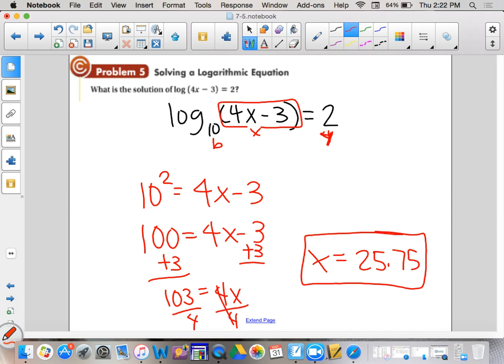So you take the logarithmic equation, turn it into an exponential equation, solve for x. If it doesn't have a base, what's my base? 10. Now if it had a base, you would use their base, but if it doesn't have one, then you would use 10.